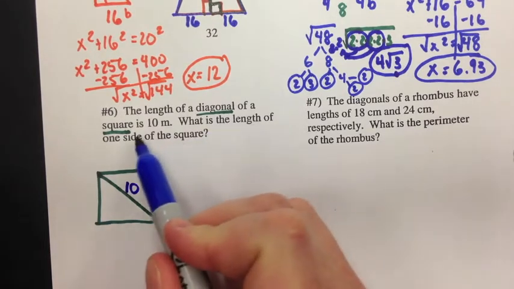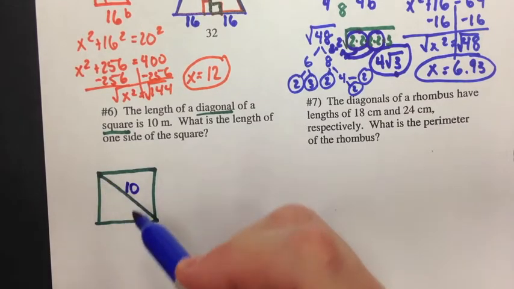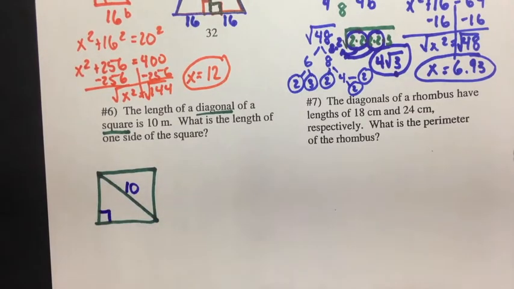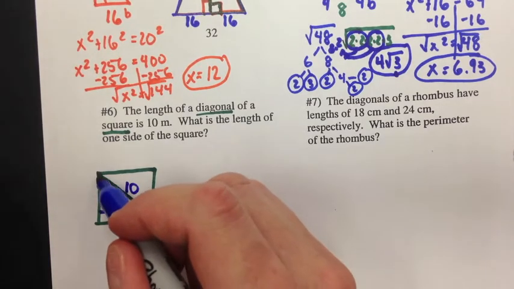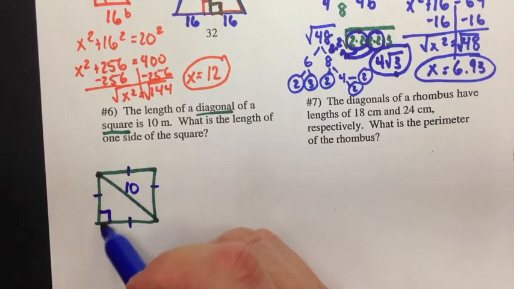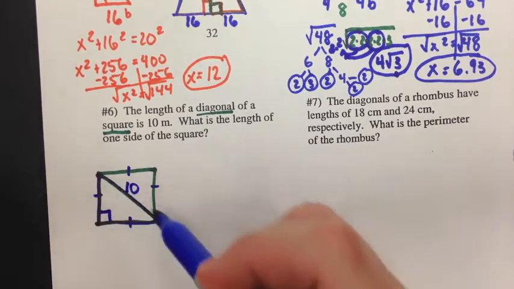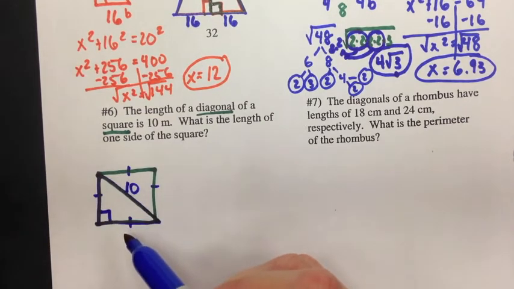What is the length of one side of the square? Well, one thing that we know about a square is that we have four right angles. And the other thing that we know is that all the sides are the same. Now when I put this right angle here, notice that we have a right triangle. Now the thing is, we're missing two sides.